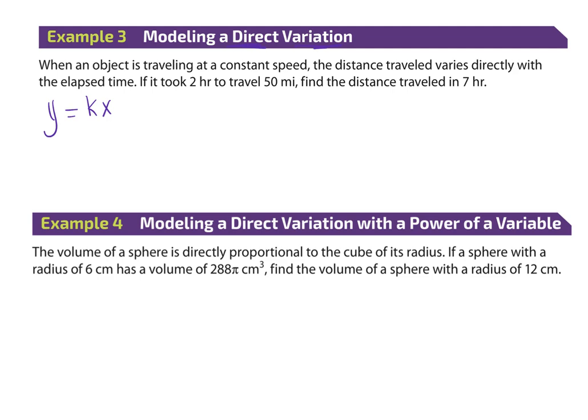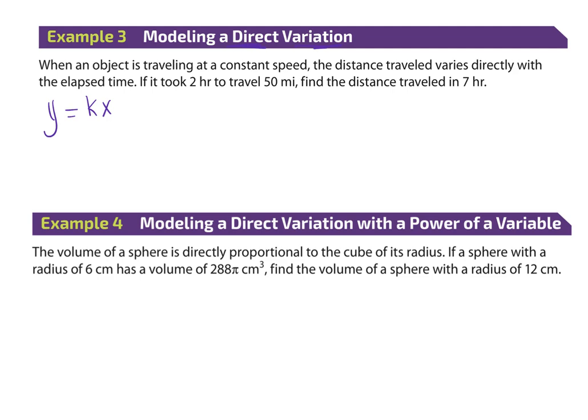That's all that's saying, right? So if I'm going 60 miles an hour, how far I've traveled would depend on how many hours. If I've gone 2 hours at 60 miles an hour, I've gone 120 miles, right? 60 miles an hour for 3 hours, I've gone 180 miles, right? That's all that's saying. When an object's traveling at a constant speed, the distance is directly related to the time. It varies directly. So if it took 2 hours to travel 50 miles, find the distance traveled in 7 hours, all right?